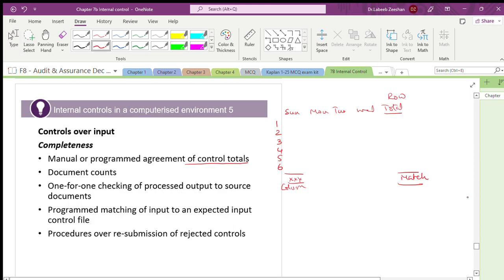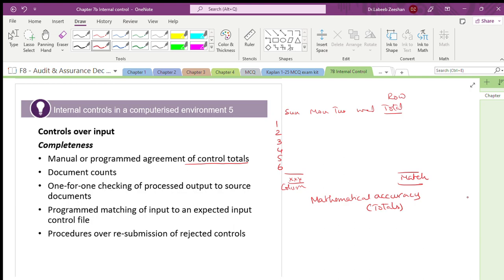What we have done in terms of assertions is that first we take into consideration mathematical accuracy. The first step in substantive procedures is to test and verify the totals. You do n number of questions, and every question is there to test mathematical accuracy. If the totals are fine, then we'll go to the next stage.